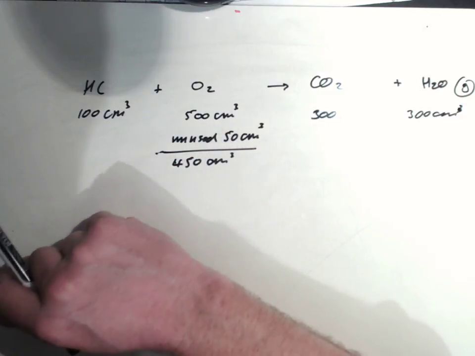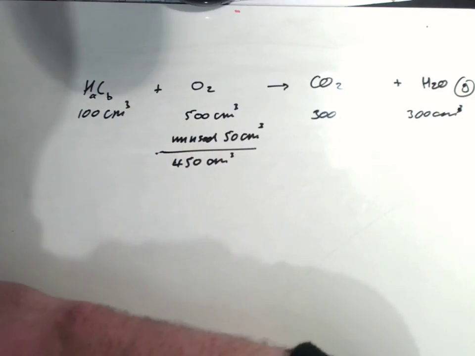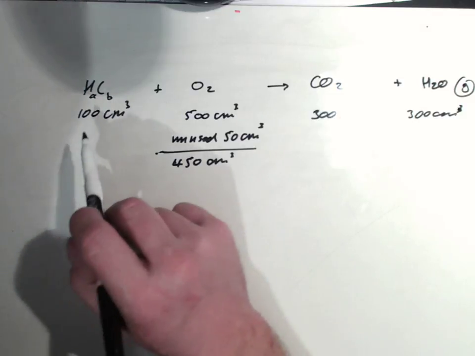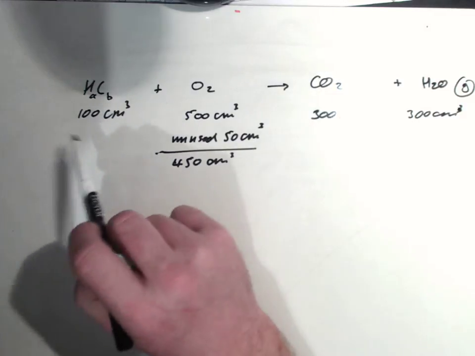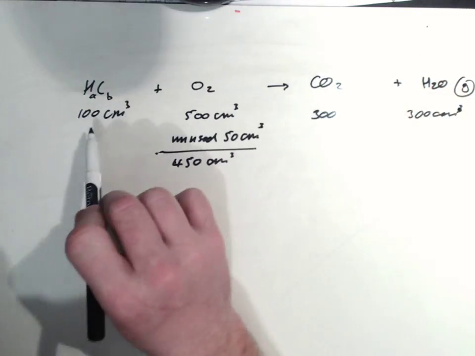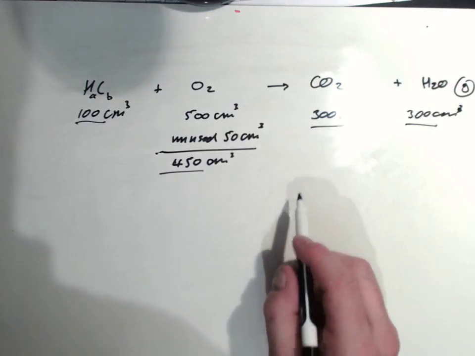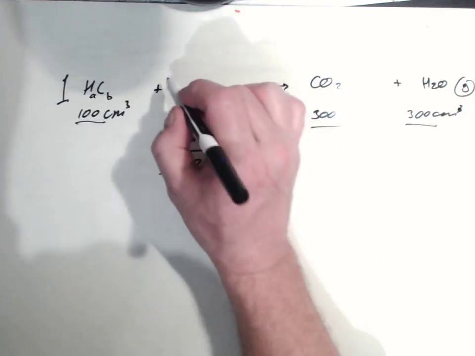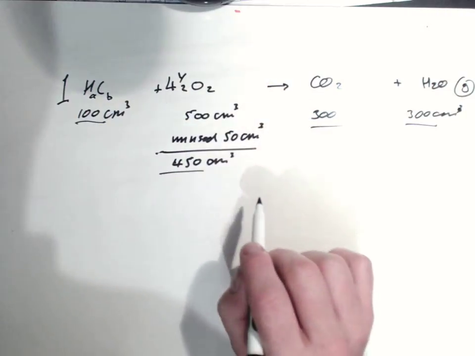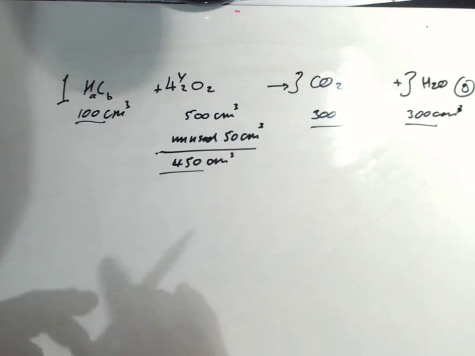So in order to get the formula, we need to know how many hydrogens there are and how many carbons there are. Well, remember earlier we said that if we've got the volume, and I showed it in that first little calculation, if we've got the ratio of the volumes, then we've got the ratios of the moles. So this is 100 to 450 to 300 to 300. So that tells me one of those must react with 4.5 oxygens to give me 3 and 3. Okay, so that's the hard bit done, to be honest with you.